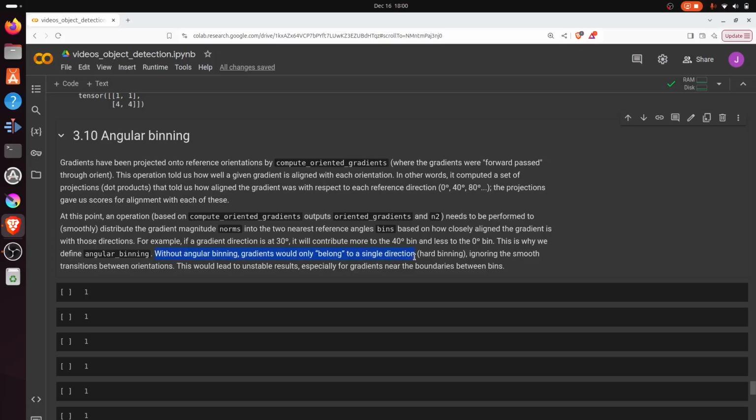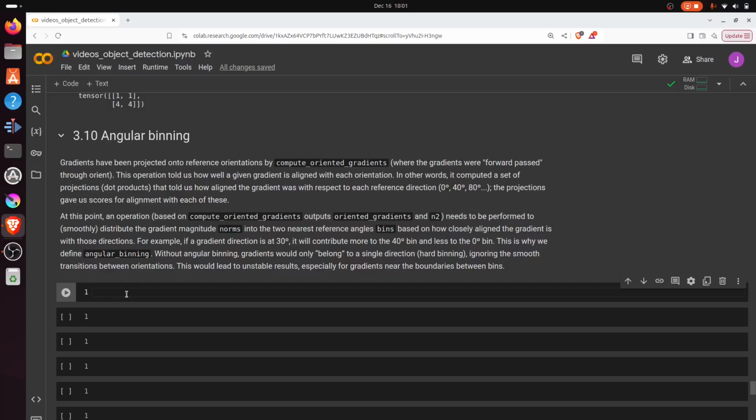Okay, so this means that essentially we would have just gradients that would be classified either as 0, 40, 80, just hard binning. We would not have smooth transitions between orientations, and this could potentially lead to instabilities, especially for gradients that are really near boundary bins. But yeah, that is the theory. That is why we are applying this angular binning, to get more precise information about where our angle is located, or what kind of spatial properties it has.